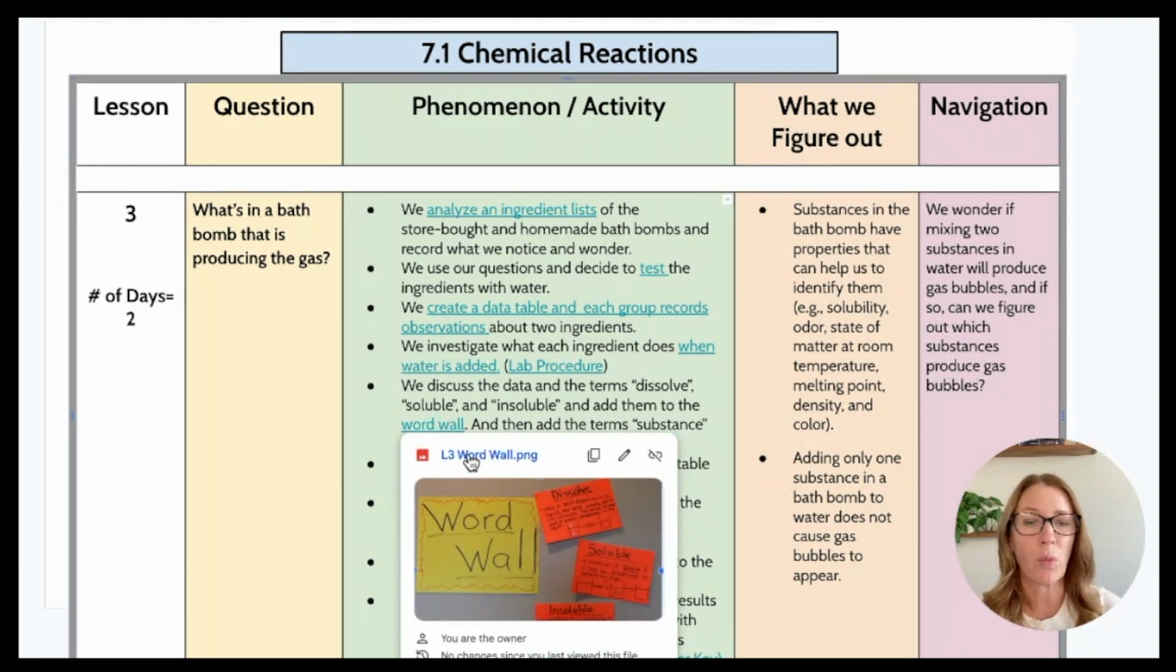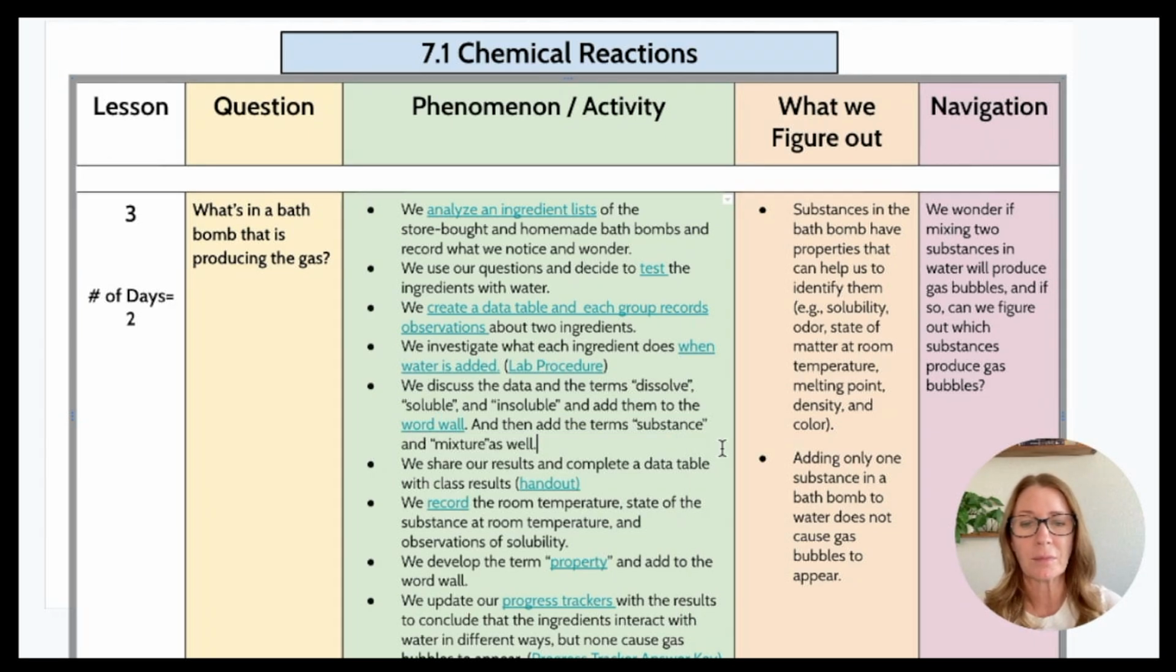Now, word wall is simply a space on your board that you title word wall, and as students earn words because we've developed the meaning, the definition goes on the wall. And so once it's on the wall, students can use it and are expected to use it in their discussions because we've developed the meaning. It is helpful if you put a picture with the word, but not necessary. I do talk about in the materials prep, a personal glossary is another way to do that.